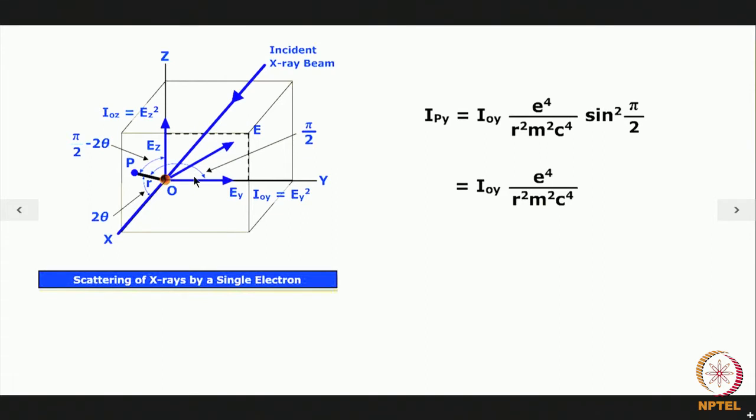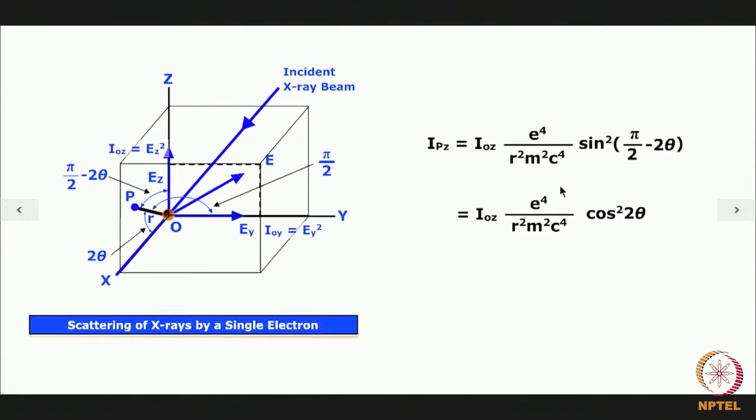So, the intensity at the point P due to the y component of the electric field, I p y, according to Thomson's equation, we can write it down as equal to I o y, the intensity of the electric field in the y direction, e to the power 4 divided by r square m square c 4 into sine square pi by 2. So, this is equal to I 0 y e to the power 4 by r square m square c 4.